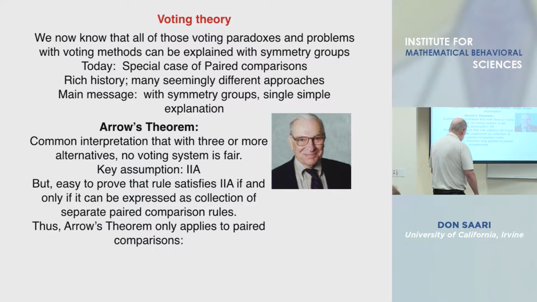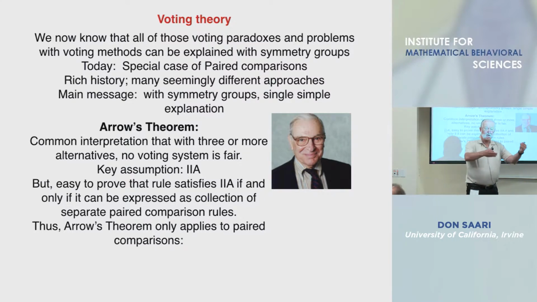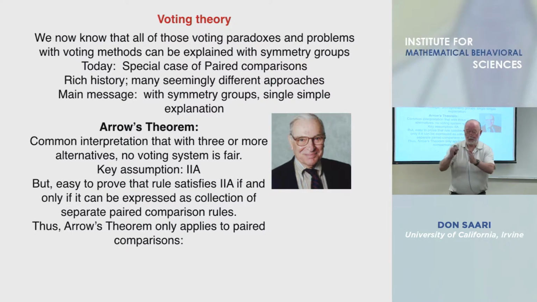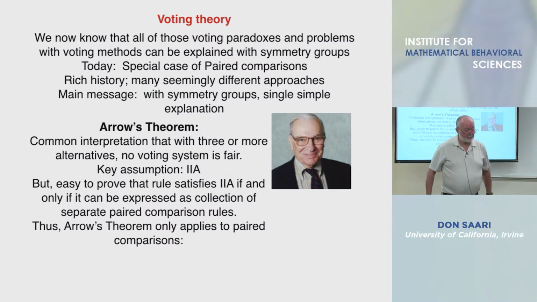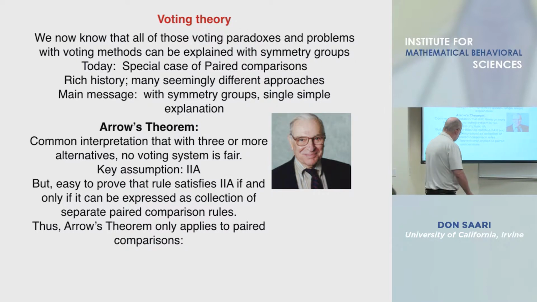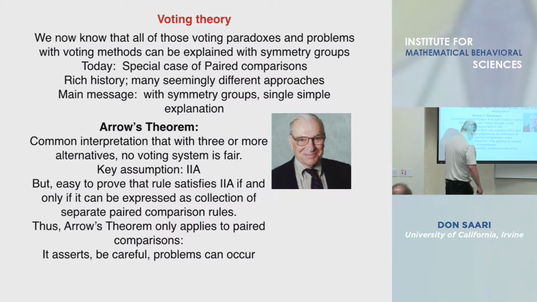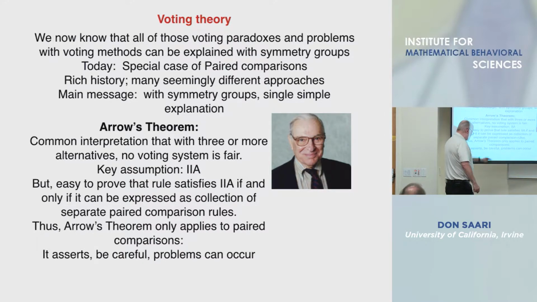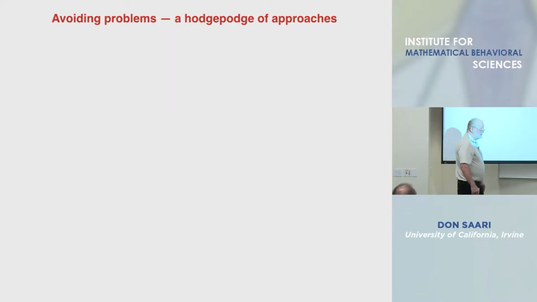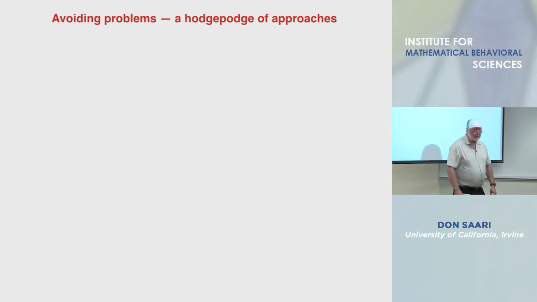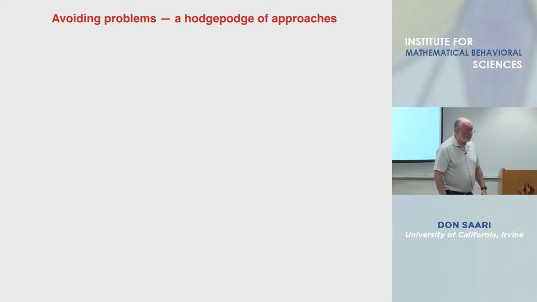So the theorem applies only to paired comparisons, because IIA is a filter. It says if you don't have paired comparisons, we don't want to look at you. We only look at rules that have paired comparisons. And so Arrow's theorem really tells us there are difficulties. It says be careful, problems will occur. So if there are difficulties, we want to find ways to resolve them.